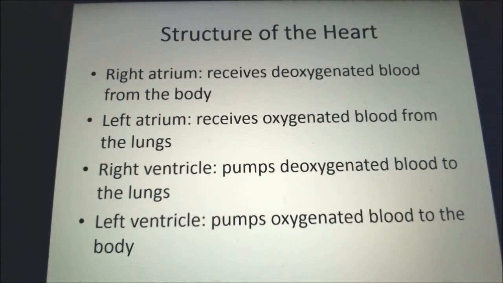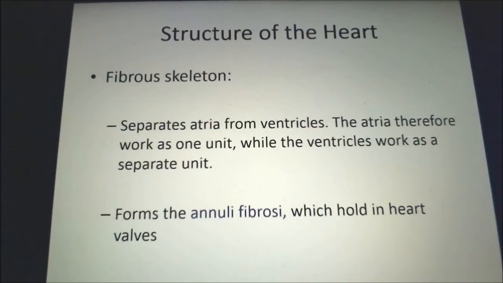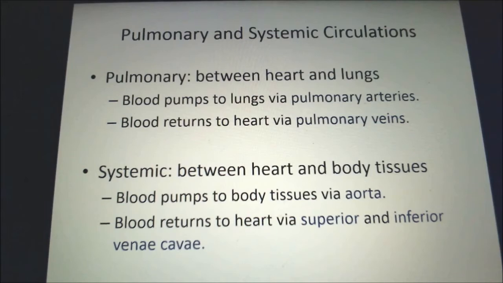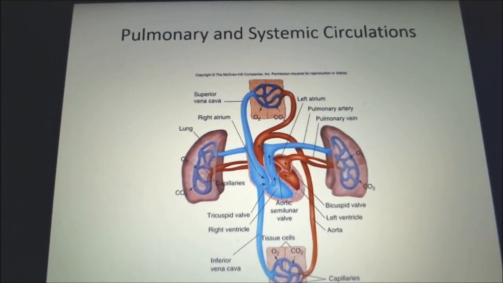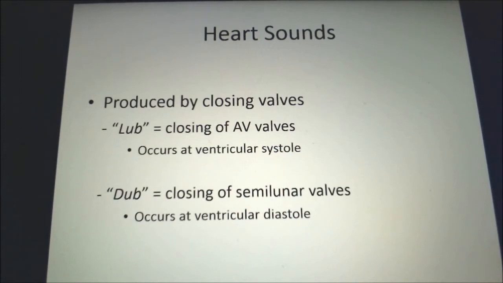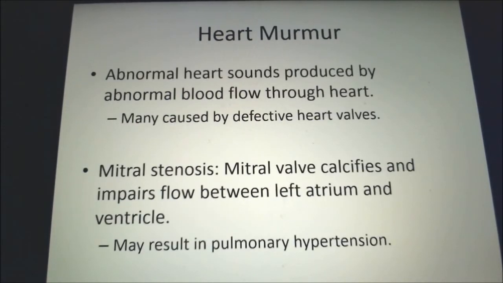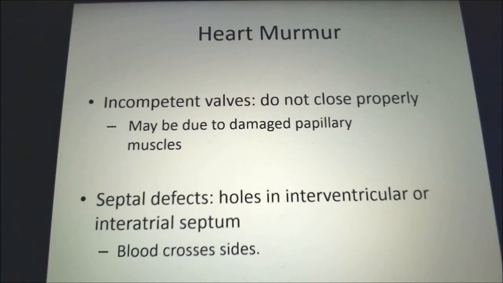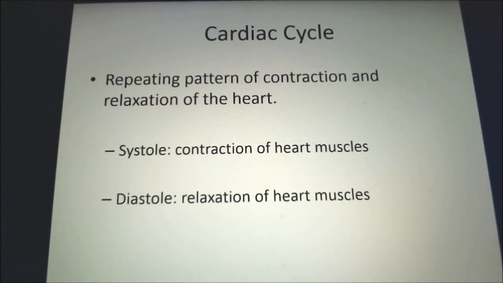Know the structure of the heart, the blood flow through the heart, and the circulation. Have an idea of what valves are where in the heart: tricuspid between the right atrium and right ventricle, bicuspid between the left atrium and left ventricle, pulmonary and aortic. Heart sounds. A heart murmur is a defect in the valves, causing regurgitation. Know what the cardiac cycle is. Systole is a contraction, diastole is a relaxation.